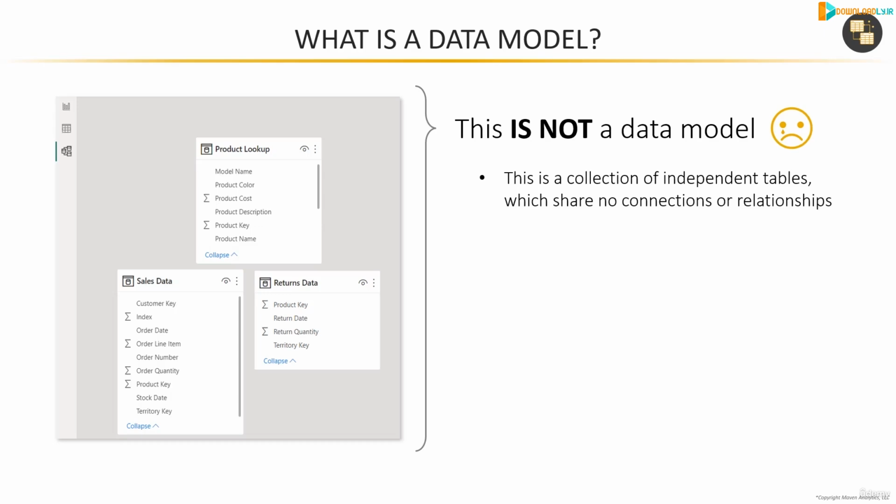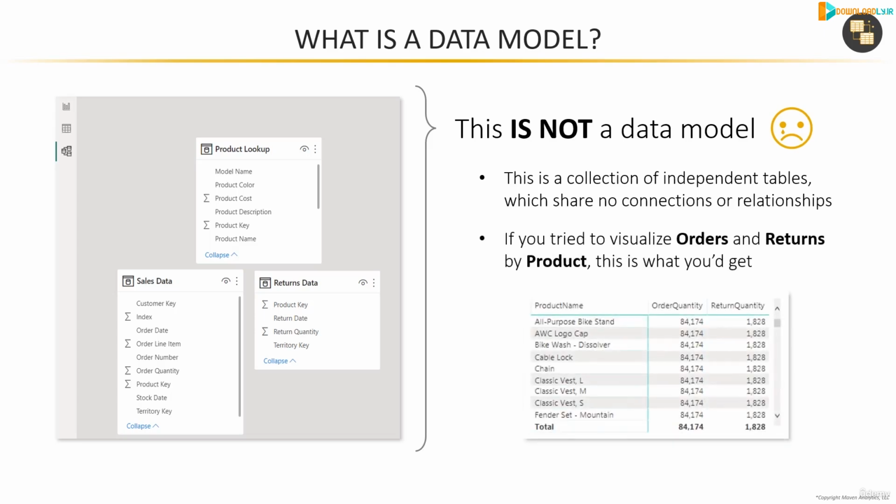In other words, the sales data table has no idea that the product lookup or returns data tables even exist. And what that means is that if you tried to pull in or analyze data from those sales or returns tables, like the order quantity and return quantity, for instance, and filter those values based on some field in the product lookup table, like the product name, this is what you'd see. You'd get that same repeated grand total in every single row of the table. And again, that's because we have no relationship, no connection that's allowing us to filter or segment those sales or returns values based on fields outside of those tables.